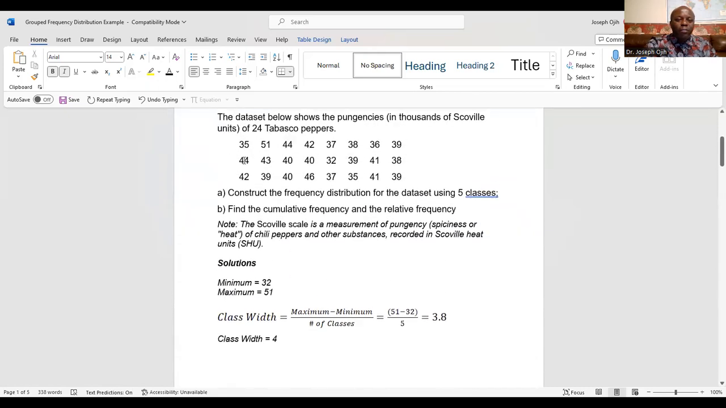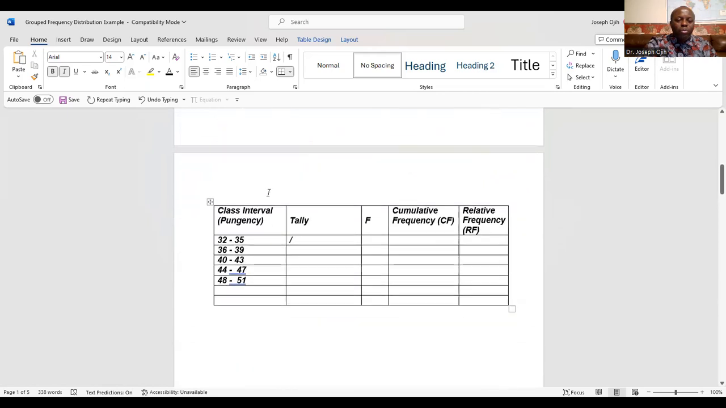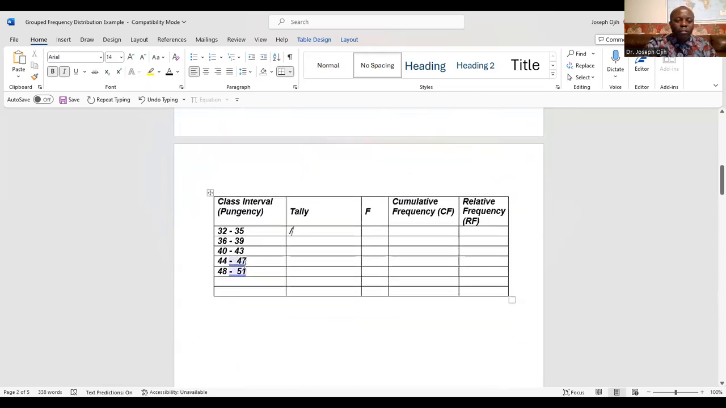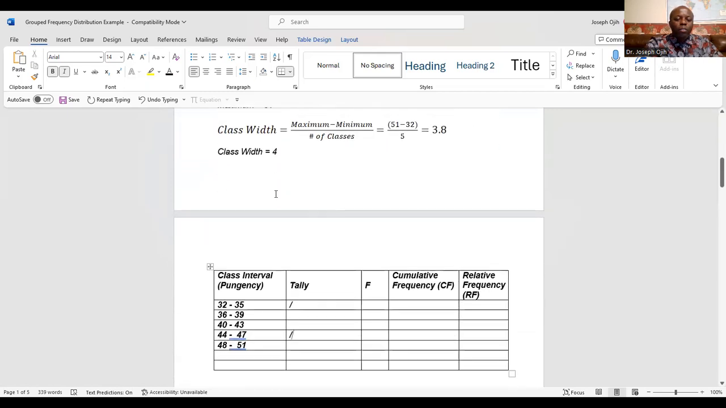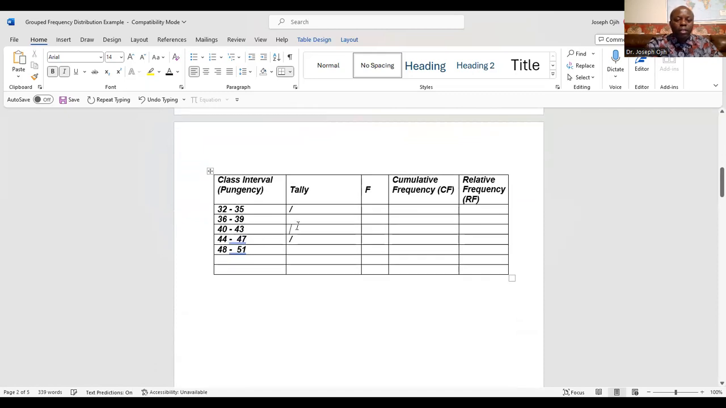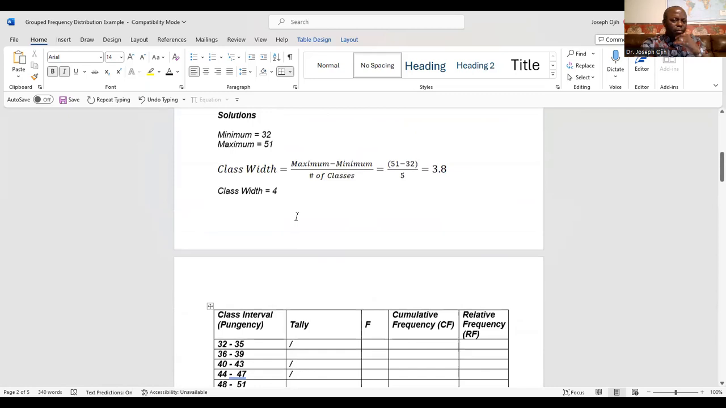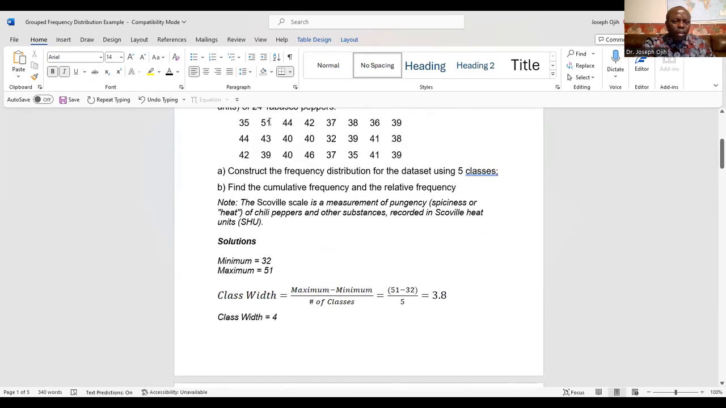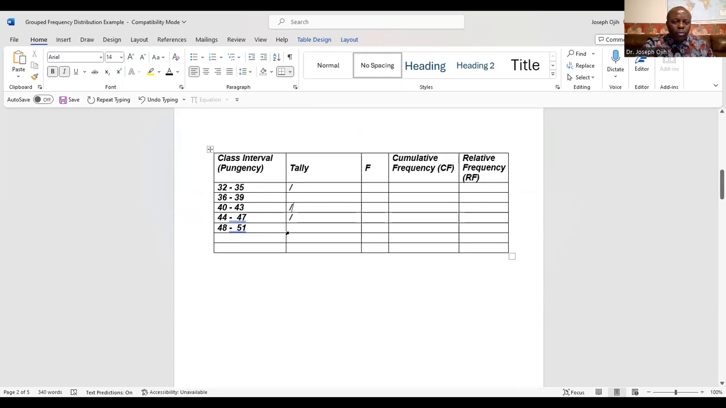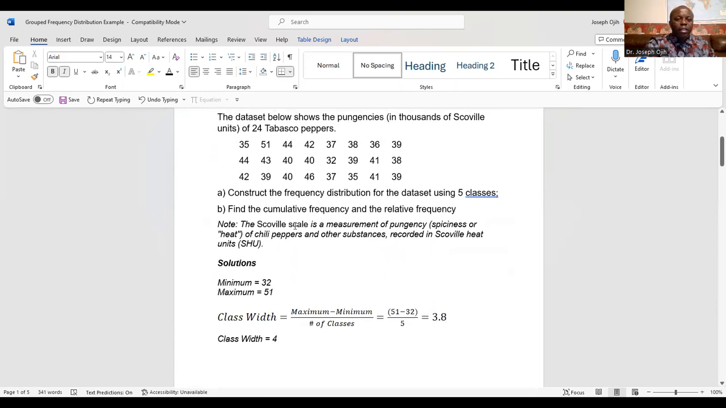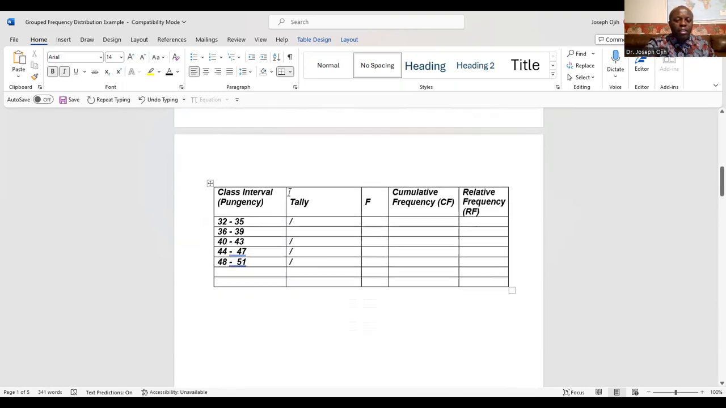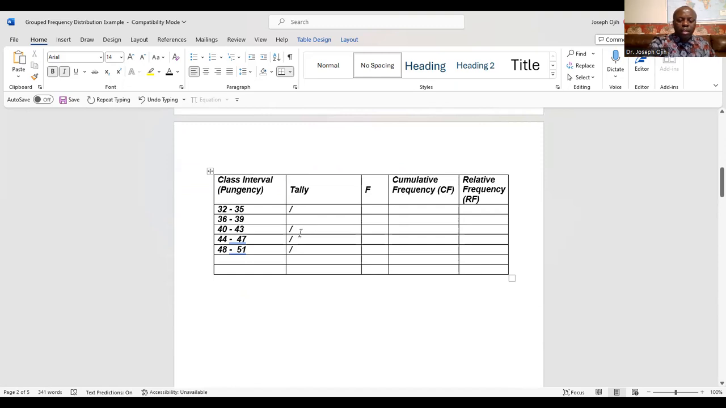Second number is 44. 44 will fall in this group. See, 40 to 43, 44 to 46. So you put your tally mark right here. Then 42 falls in this group, 40 to 43, so you put a tally mark right there. Next is 51. 51 will fall in the 48 to 51 group. So you put your tally mark right there. Now 43 will be in this group. Put your tally mark right there.